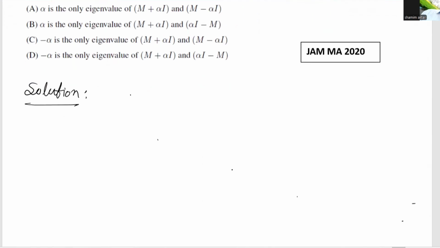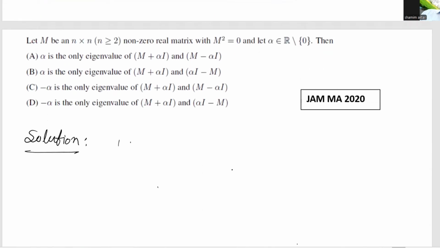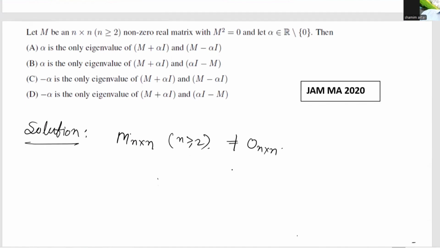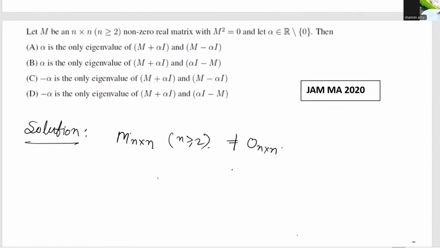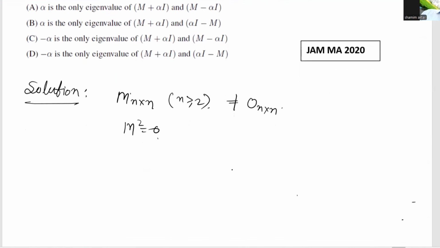Here given M is an n cross n matrix with n greater than or equal to 2, and a non-zero matrix, that is not equal to the 0 matrix, with some property, that is M square equal to 0. So that means M is a nilpotent matrix.